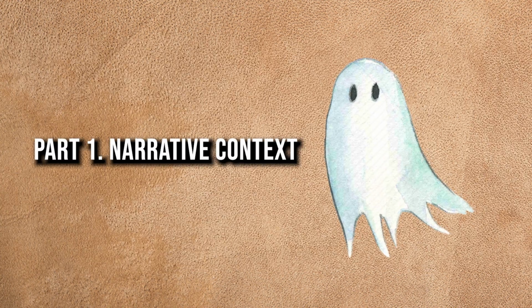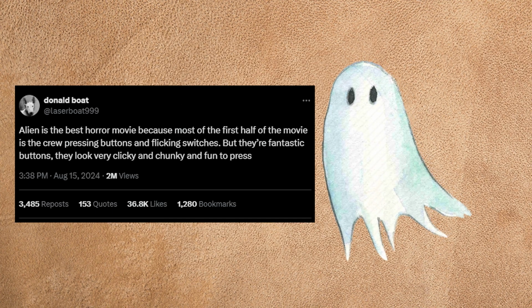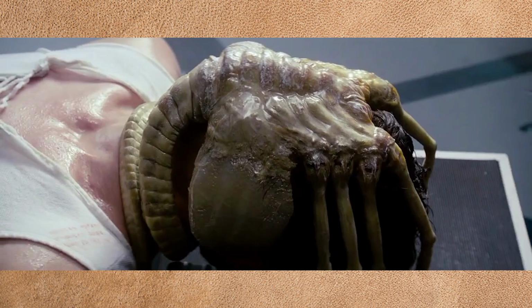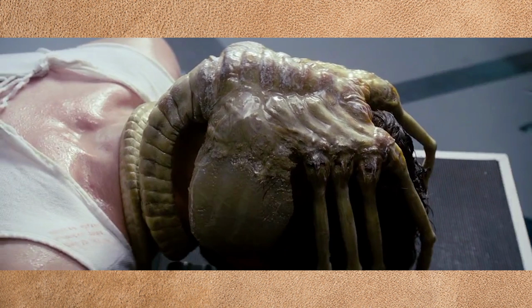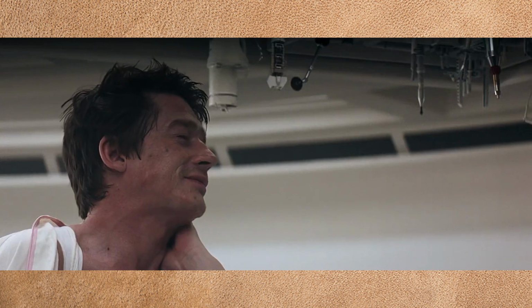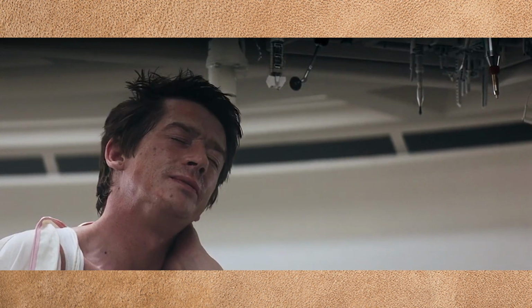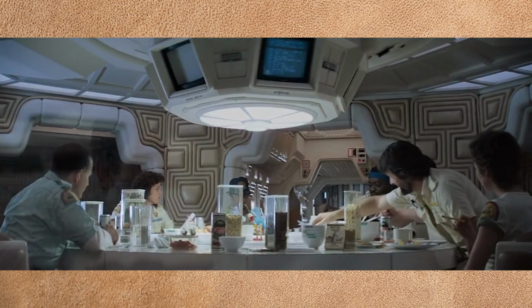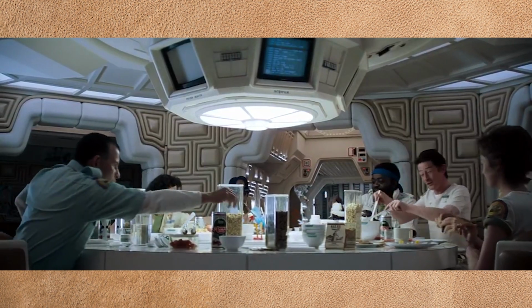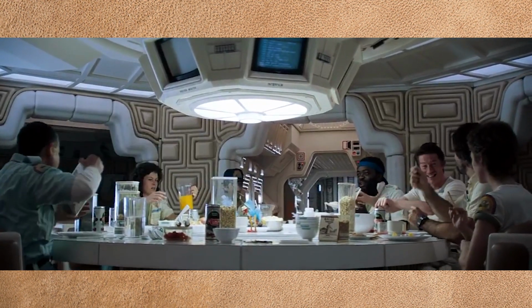Part 1. Narrative context. The chestburster scene occurs about halfway through the film, after the crew of the spaceship investigates a distress signal on a desolate planet. During the investigation, a facehugger alien attaches itself to crew member Kane, played by John Hurt. Despite efforts to remove it, the creature eventually detaches on its own, seemingly leaving Kane unharmed. The crew believes the worst is over and they gather for a meal, relieved that Kane appears to be recovering.